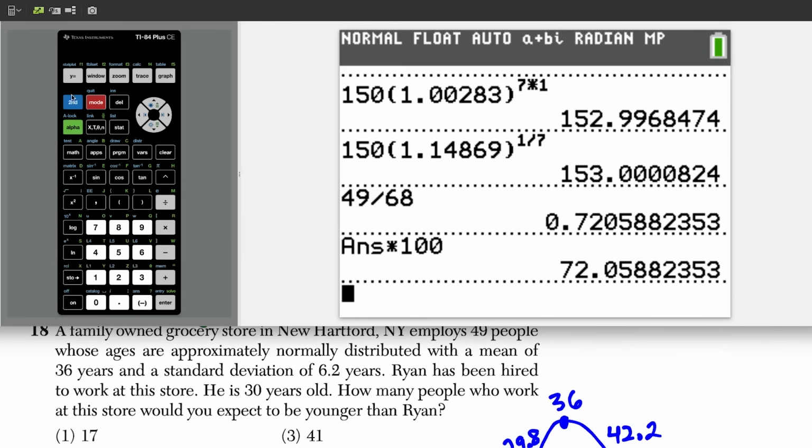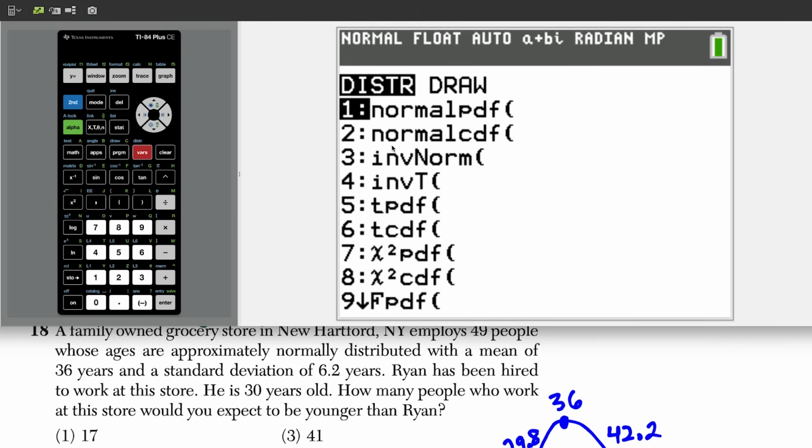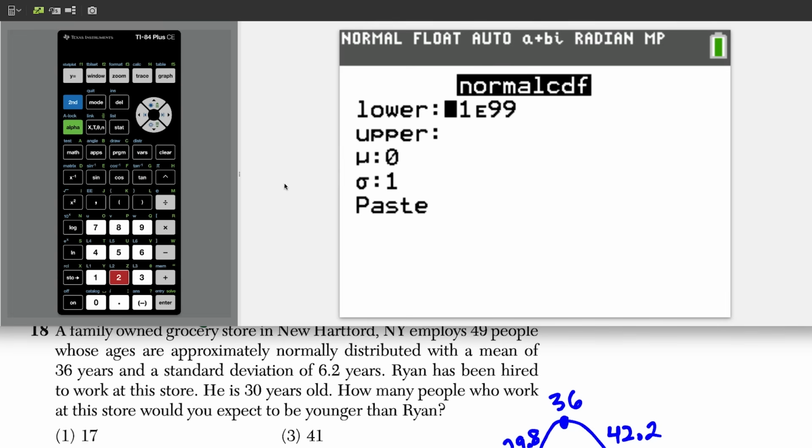So now let's go to 2nd Vars and normal CDF. That's option 2 here. And for the lower bound, we're going to say the youngest person there is 0 years old, which obviously would most likely not happen. But theoretically, let's say there's a baby there. It's a grocery store and the baby's just there, and people are happy because they see a baby. Once again, that wouldn't happen, but theoretically, the youngest somebody could be would be 0 years old.